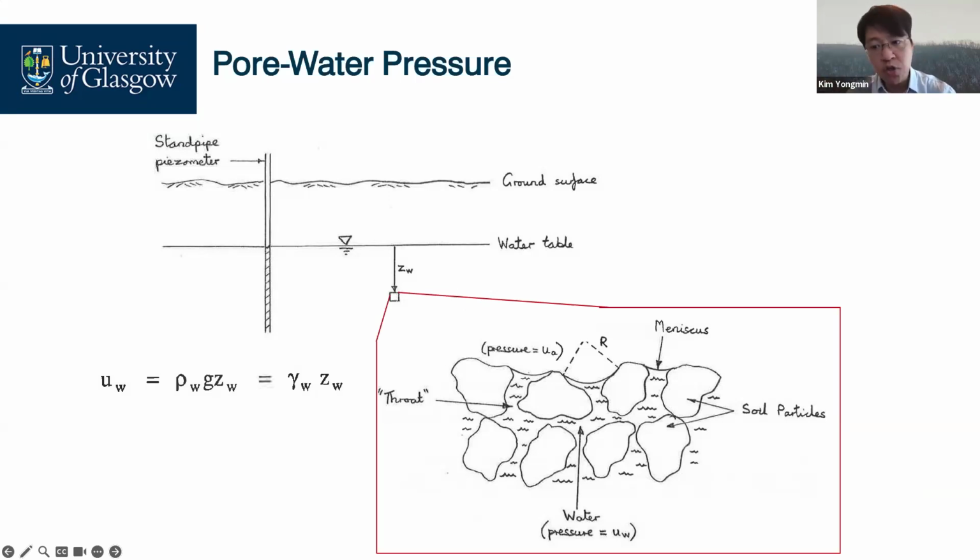If the water is stationary, as we learned just before, the water table is horizontal and its depth is ZW. So the water pressure is the hydrostatic pressure, which is gamma W times the water depth, ZW. The water pressure at a certain point is the unit weight of water times the corresponding depth. This is the water pressure.